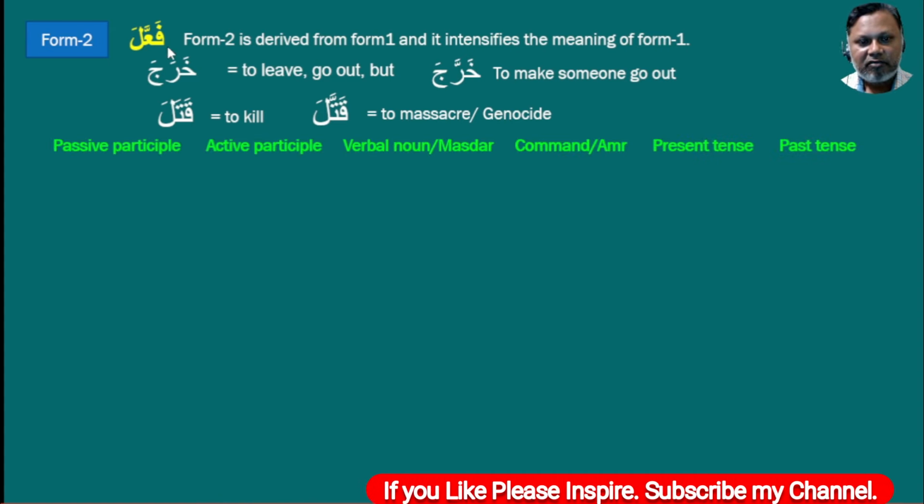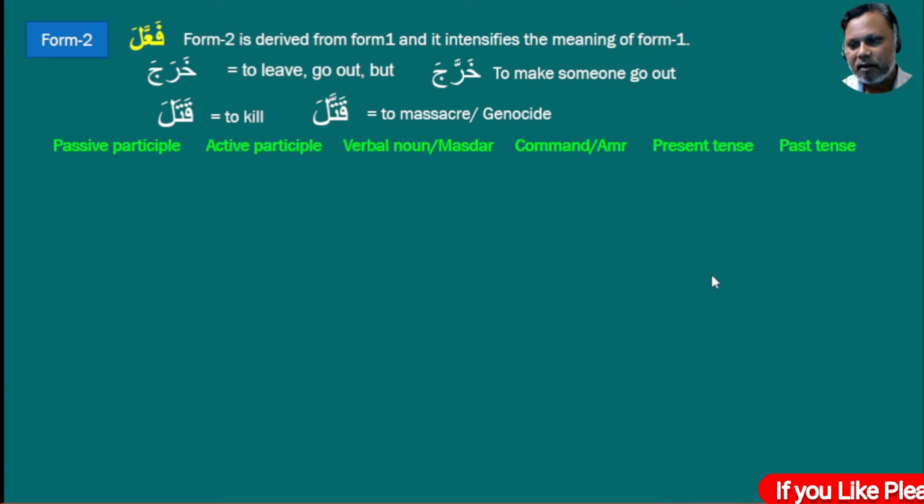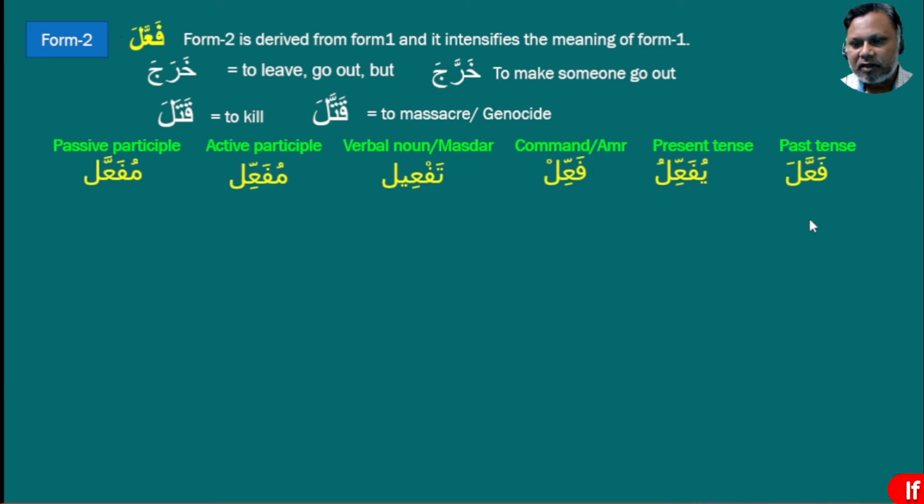Now under this family fa''ala, we will derive these 6 things for any verb under this pattern. This is the formula to derive them. Fa''ala, yufa''ilu, and the command is fa''il. The verbal noun will be taf'il, the active participle will be mufa''il, and the passive participle will be mufa''al. Active and passive are very similar. The difference is that the first has a kasra and the second a fatha, like mufa''il and mufa''al.